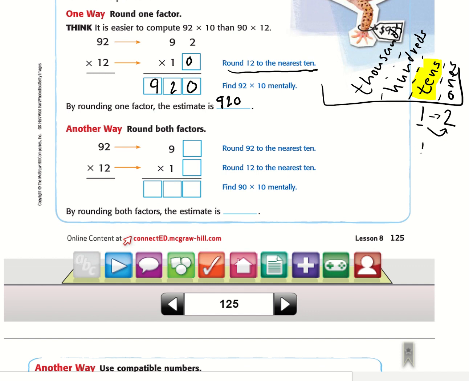So same thing, we have 92. 9 is in our tens place, so everything behind it will be 0. Will the 9 go up or down? Well, we have a 2 next to it. 2 is 4 or below, so my 9 is going to remain the same. So I'm going to have 90. We already did the 12, that's going to be 10. So 90 times 10, I have a 0. Because of the shortcut, 1 times 0 is 0, 1 times 9 is 9. So by rounding both factors, my estimate is 900.